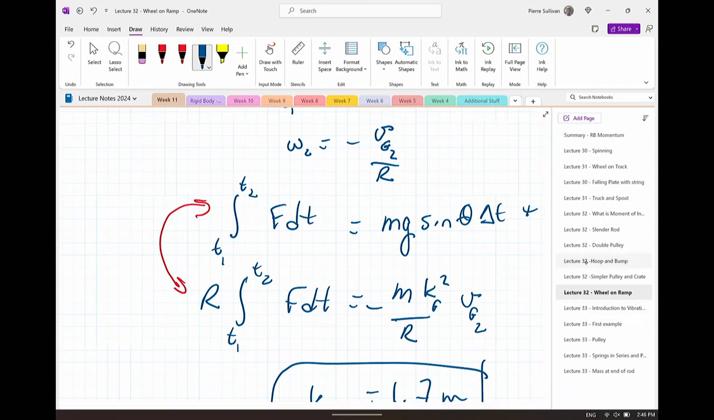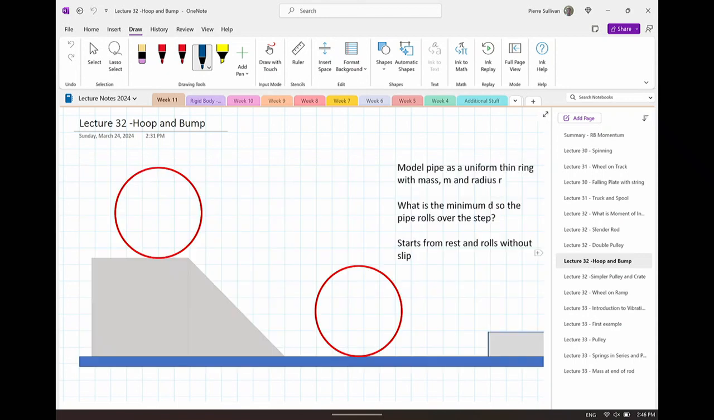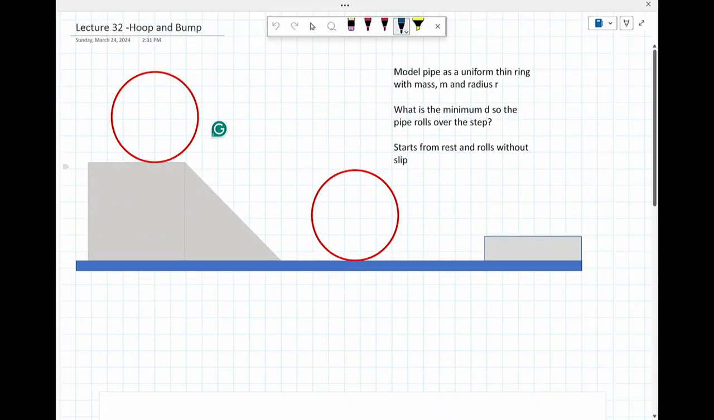Nope. Hoop and bump. Oh, I like the hoop and bump. Okay, this is another kind of case where it looks like a really complex kind of motion, and you have to break it down, and once you do, it's not so bad.